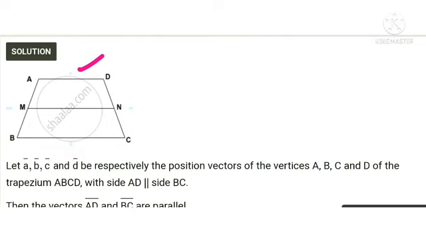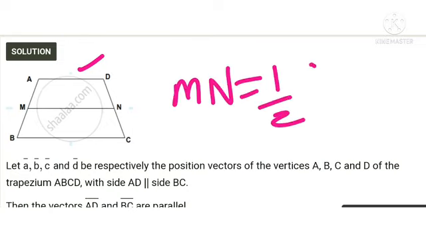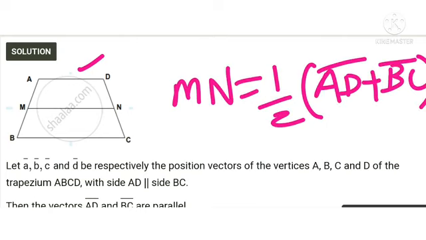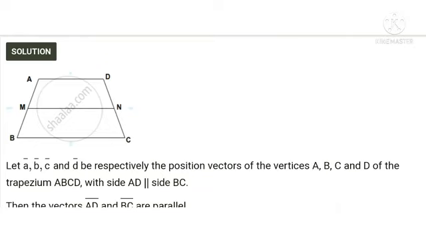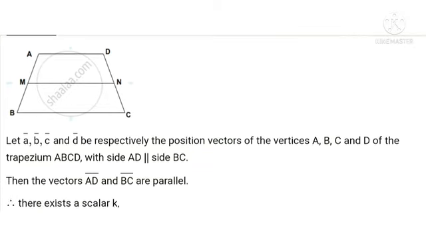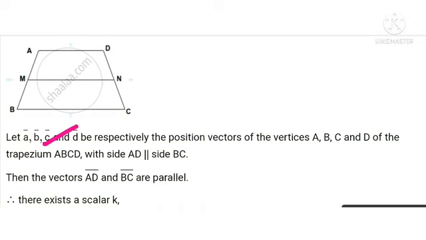And its length is half of the sum of parallel sides. That is, we have to prove that MN is equal to half of (AD bar plus BC bar). Suppose first you write position vectors. Let A bar, B bar, C bar, D bar be the position vectors of points A, B, C, D respectively.